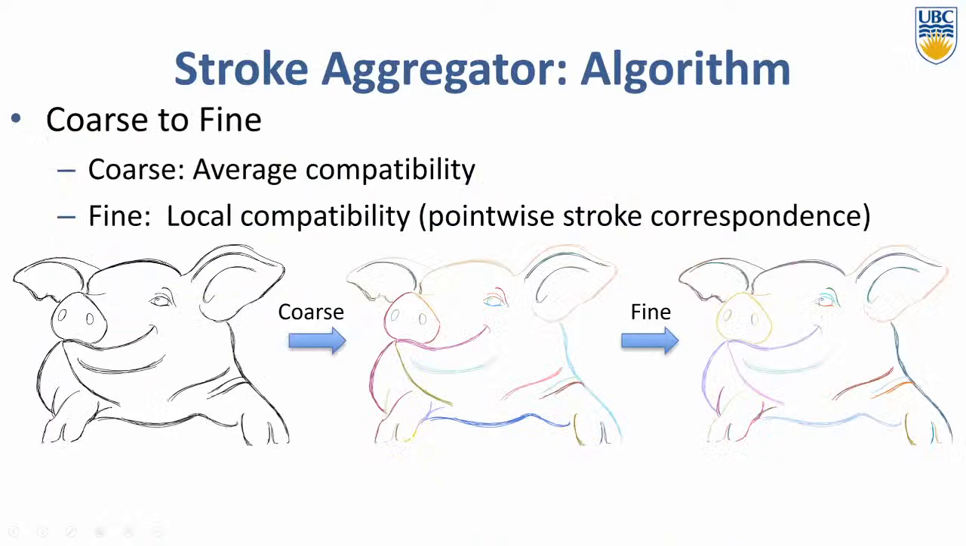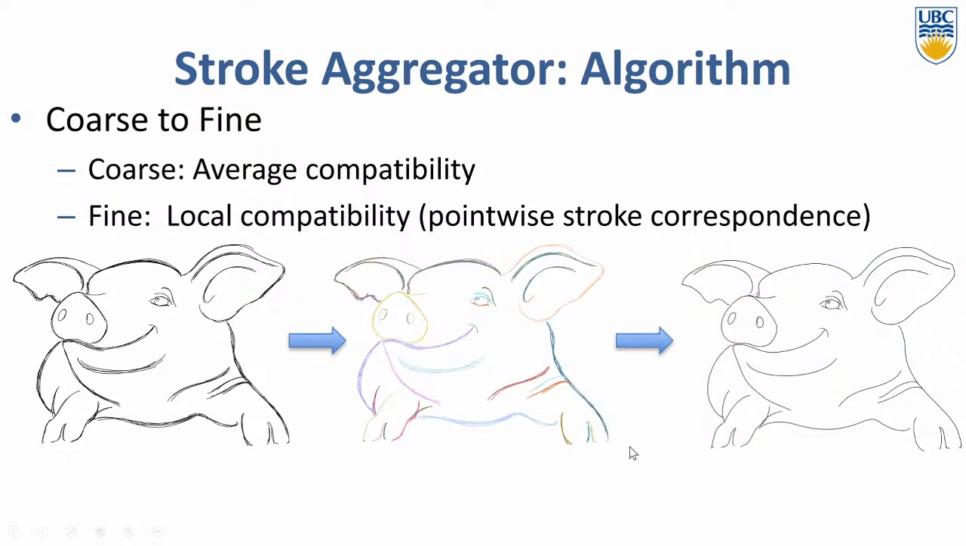In the paper in 2018, we used a two-stage approach, where we first looked at average compatibility: are the strokes close enough and parallel enough on average? And then we looked at fine level analysis. So at the average level, for instance, you kept this group of strokes together, and then at the fine level, you separated them. And then you can do the fitting step and get your output.